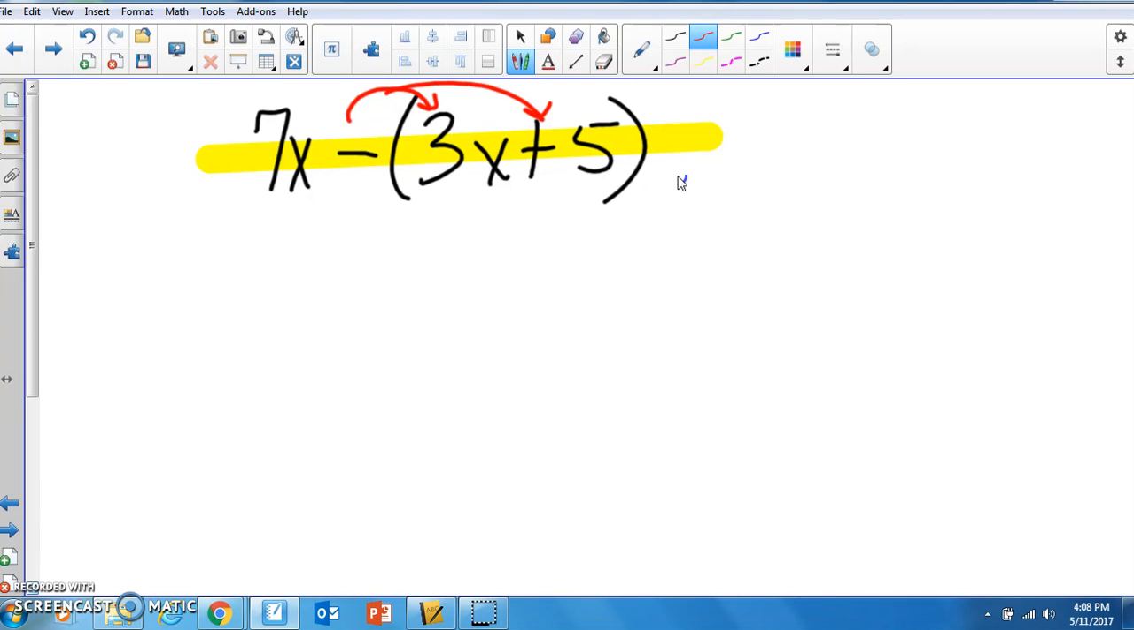So if we put that minus sign and carry it throughout, this 3x inside the parentheses is positive, so we're now going to make that a negative by writing it as minus 3x. This minus sign will distribute to that plus 5. What's the opposite of a plus 5?